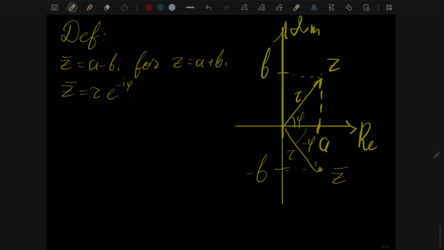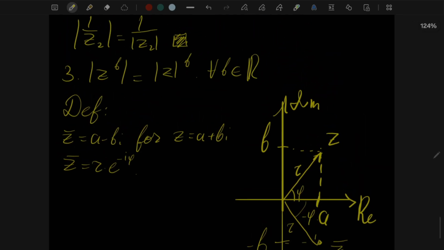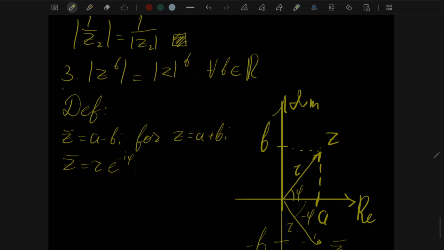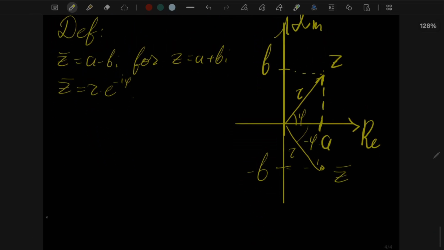Okay, and this was a small side note that was not connected to the third property, but it allows us to define the fourth property, which is z multiplied by z bar is equal to the absolute value of z squared. And it is quite easy to prove in the exponential form.